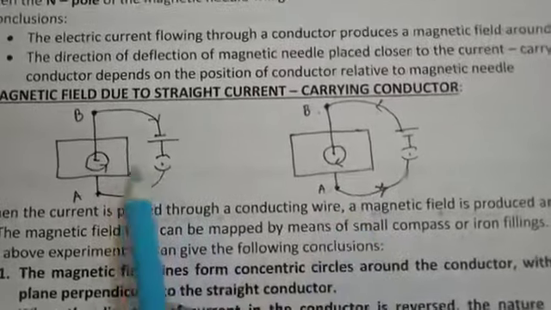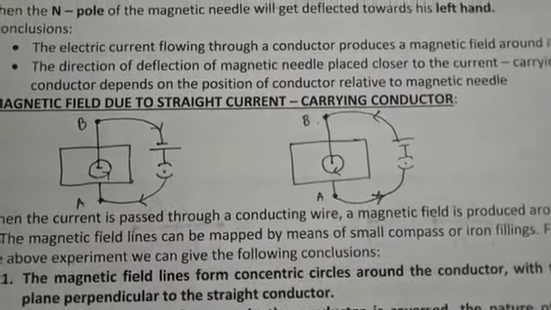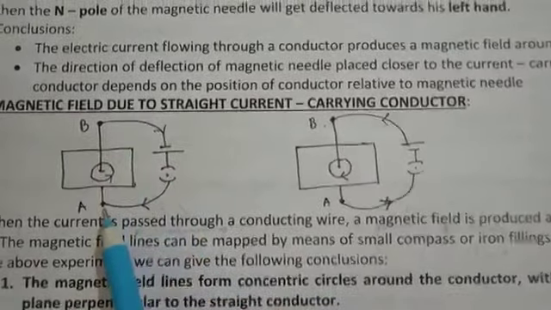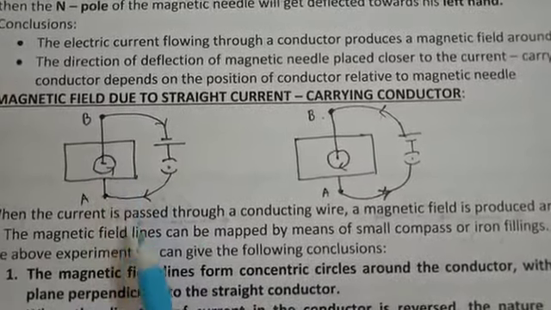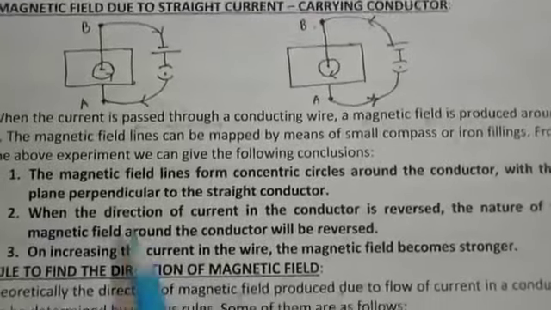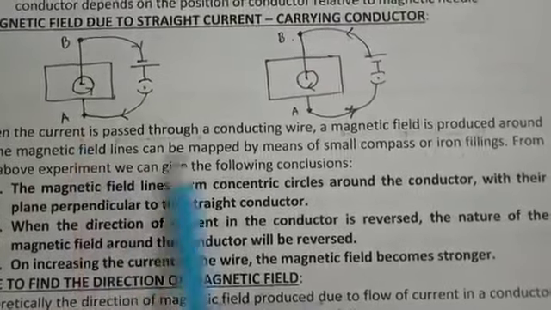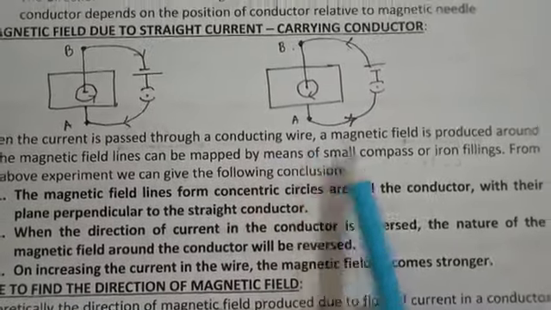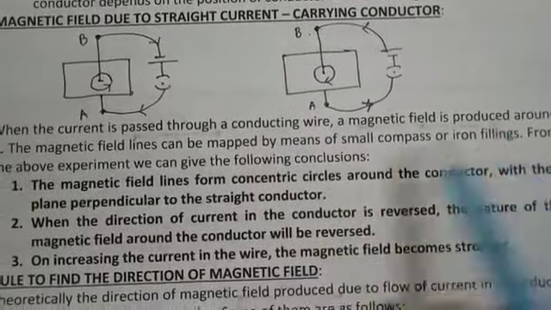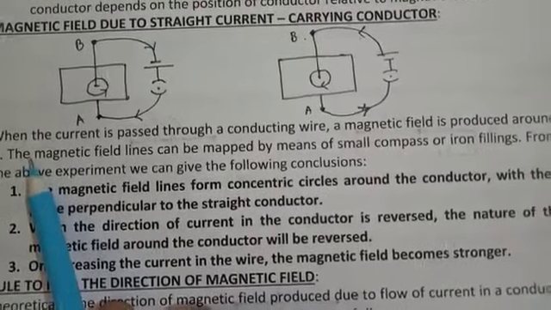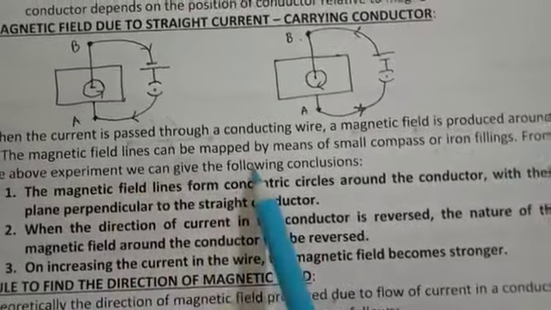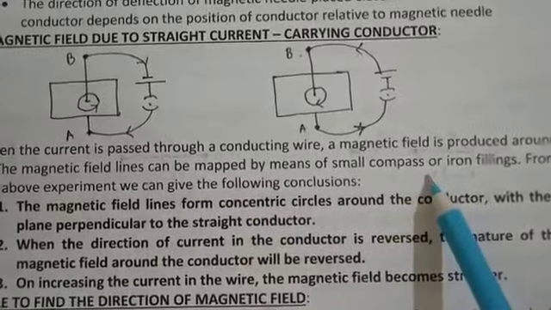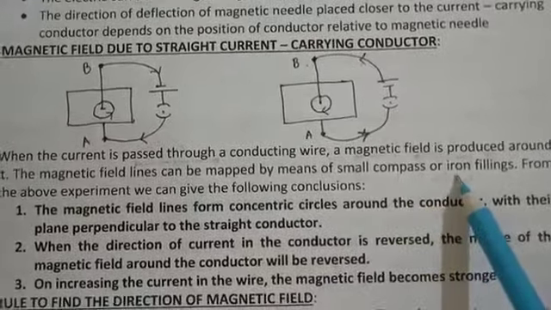Now when we are performing this practical, we will find a unique thing: when the current is passing through this conductor, a magnetic field is produced. So when the current is passed through a conducting wire, a magnetic field is produced around it. The magnetic field lines can be mapped by small compass or iron filings.